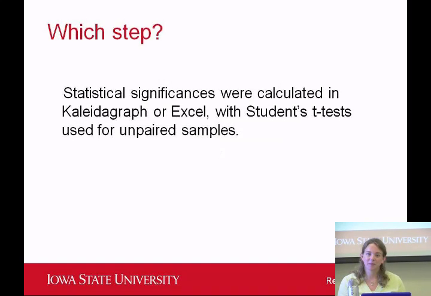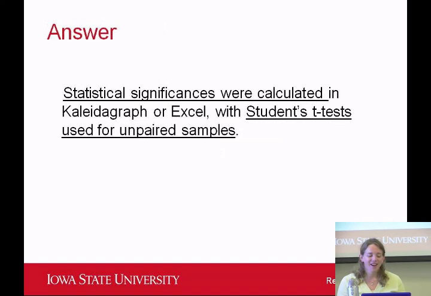Okay, here's our next step. Okay, within this step, we've got, again, some words underlined. And I've said that statistical significance was calculated in Kaleidagraph or Excel with Student's t-tests used for unpaired samples. And hopefully those words, the statistical significances were calculated and Student's t-test, helped point out to you that this is an example of describing the data analysis. Here the authors are saying different tests that they used to show the relationship with their data. Okay, hopefully that made sense to you.